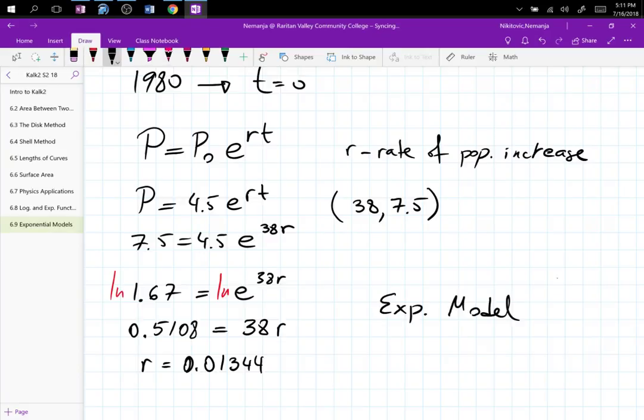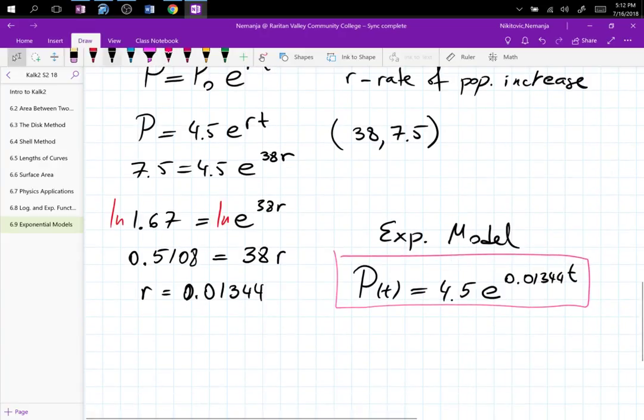Here we have our exponential model for population with the numbers that we have. So population at any time, population in terms of time, is 4.5 e to the 0.01344t. This is our population model.